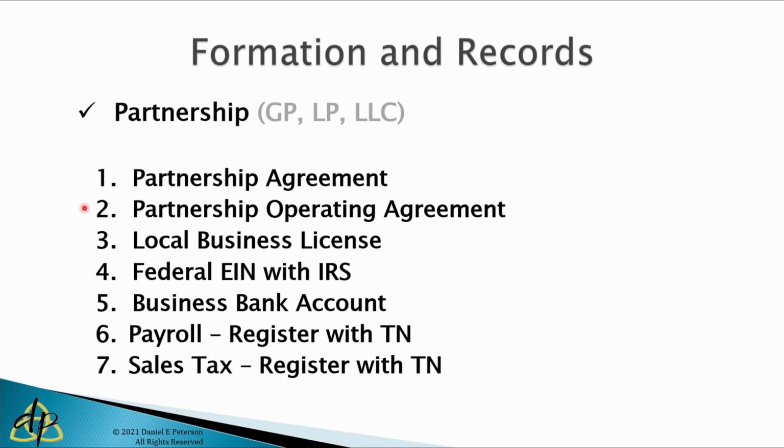Once that partnership's in place, your registration requirements are exactly the same as they were for the sole proprietor. You're going to obtain a local business license. In the partnership case, you will have to obtain a federal ID number regardless, because it is its own tax reporting entity at the federal level. And again, to respect the entity structure, you're going to open a separate bank account with that federal ID number.